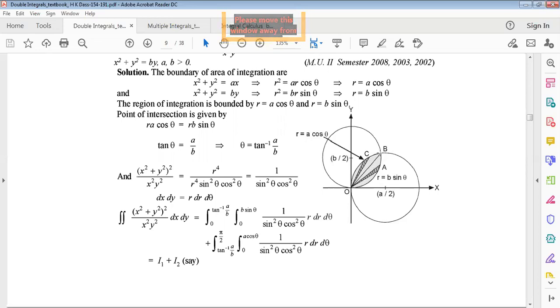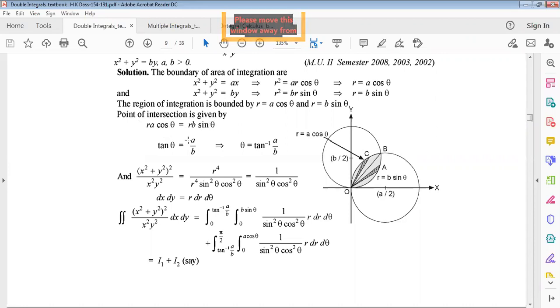Two parts actually. This line is the common chord. AB is the common chord, and this chord divides the shaded area into two parts. The point of intersection is given by R a cos theta equal to R b sin theta.